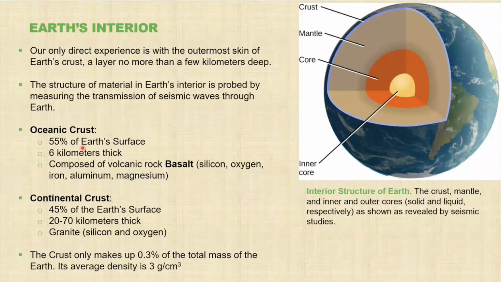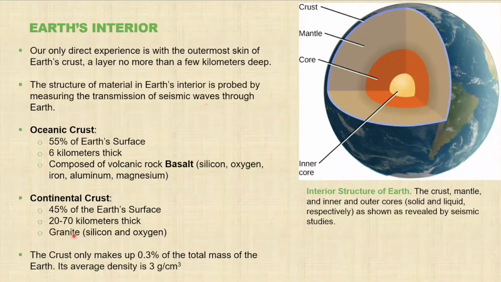So the topmost layer is the crust. That crust can be divided into oceanic crust and continental crust, the landmass. Underneath the ocean is oceanic crust. 55% of the Earth's surface is oceanic crust. It is quite shallow, only 6 kilometers thick. Then the mantle starts. This oceanic crust is composed of basalt rock made up of silicon, oxygen, iron, aluminum, magnesium, these heavy metals. And the continental crust, the landmass, is 45% of the Earth's surface.